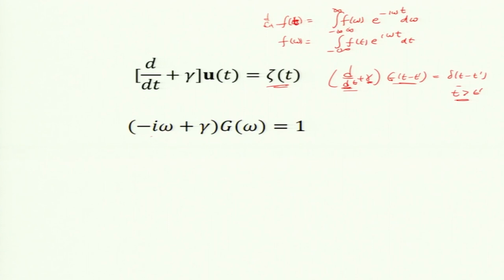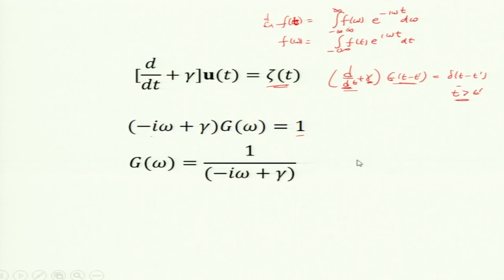and the delta function becomes 1. So, straightforward, g omega is 1 divided by minus I omega plus gamma. It is very easy, it is a linear system, straightforward. But Green's function plays a role everywhere, right. It is the most important thing in field theory.